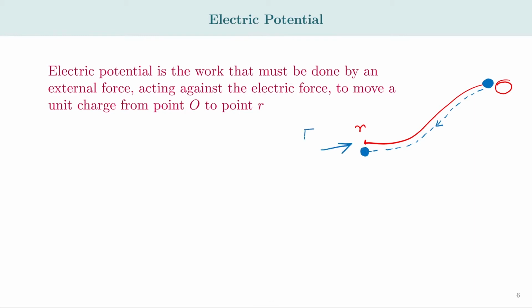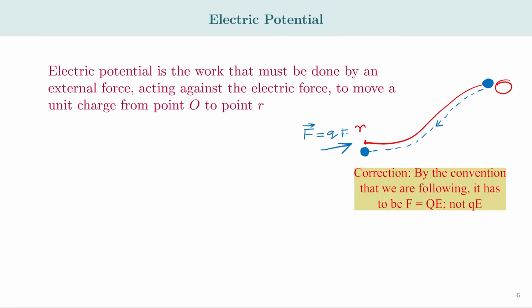If the force that is felt at this point due to the electric field is Q times E, then the external agency must apply a force Fx equal to negative Q times E to move the test charge from point O to point R. And we define the electric potential as the force that must be done by an external force acting against the electric force to move a unit charge from point O to point R.